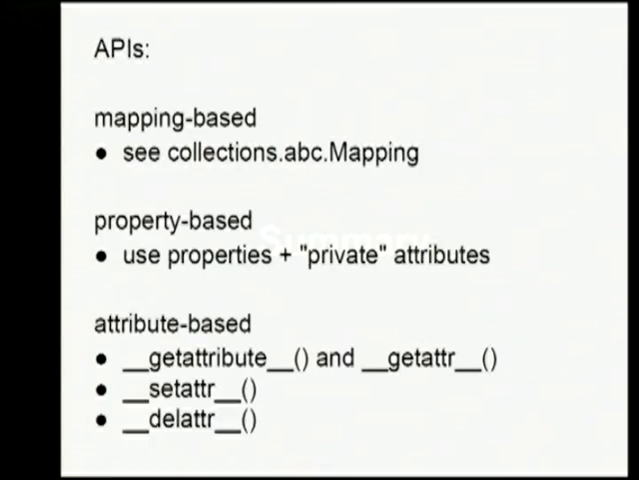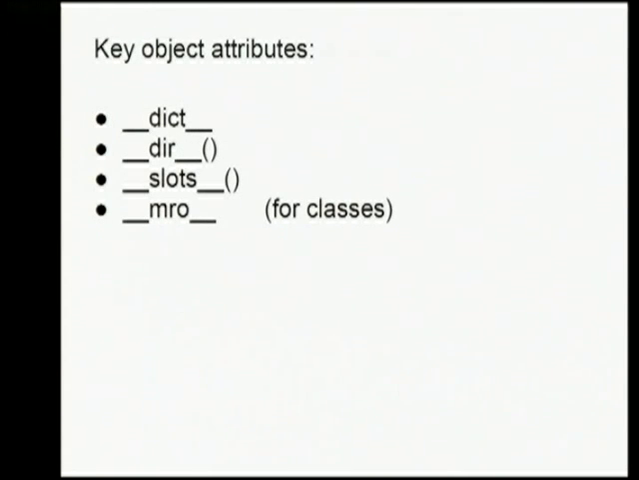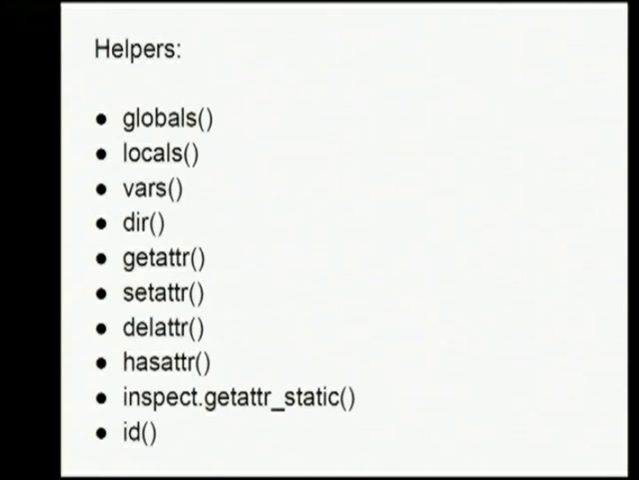So wrapping up, Python provides some powerful APIs for interacting with the namespaces of objects and namespaces in general. There are also some key attributes that you should be aware of when you're thinking about object namespaces. Also, Python provides a bunch of really powerful helpers that let you interact with object namespaces and otherwise.